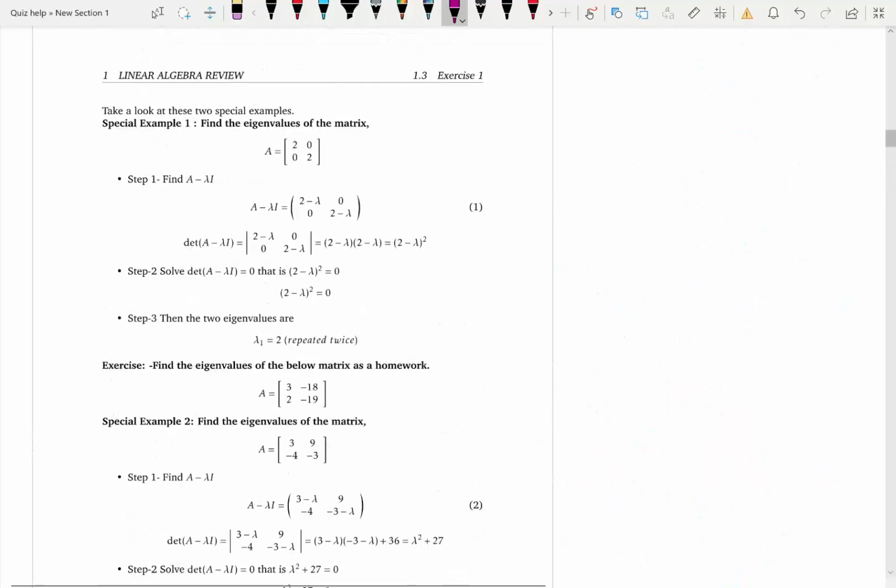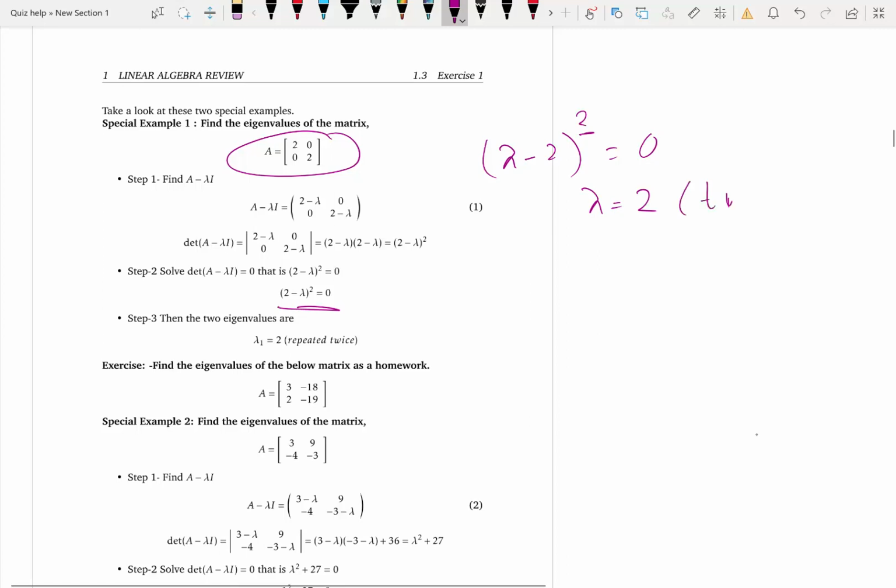So let me quickly show. For this matrix, I highly suggest you do it by yourself. Here, if you find the eigenvalues, we get the characteristic polynomial as (lambda minus 2) squared is equal to 0. So the eigenvalue is 2, but it's squared. That means 2 appears twice. So this eigenvalue is repeated twice. So that is a repeated eigenvalue. Then the way we solve the differential equation, or the way that we write the solution, is totally different.